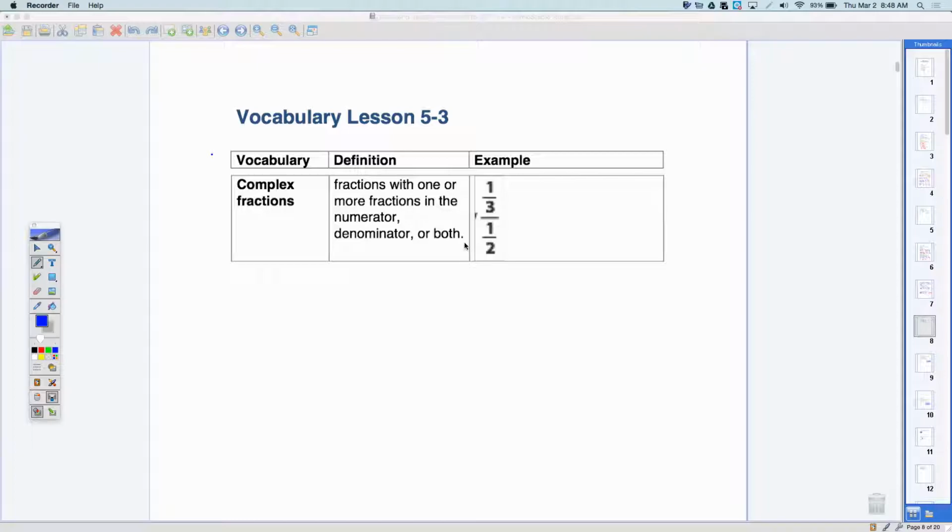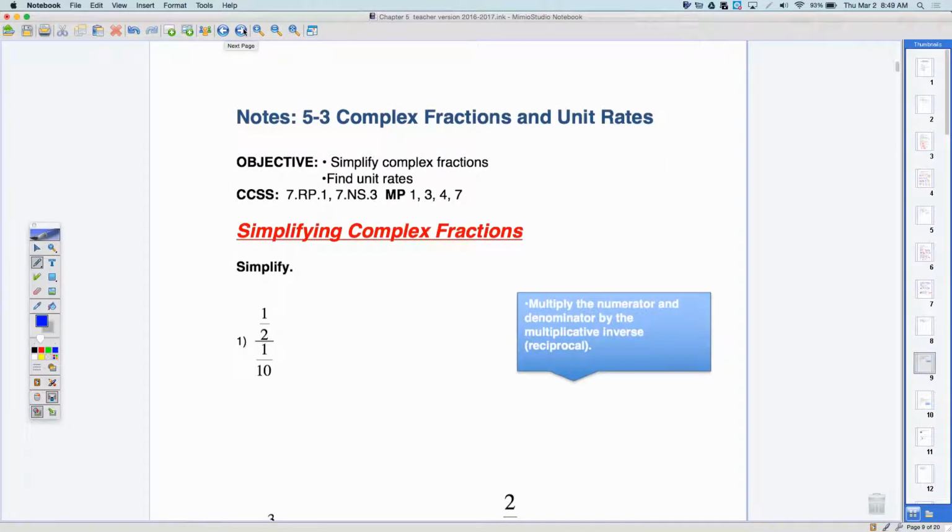Today's lesson is on 5.3, and the vocabulary that goes along with it is complex fractions. That is fractions with one or more fractions in the numerator, denominator, or both. The example I have is 1/3 over 1/2, where there's a fraction in the numerator and in the denominator. So we're going to go over lesson 5.3 on complex fractions.